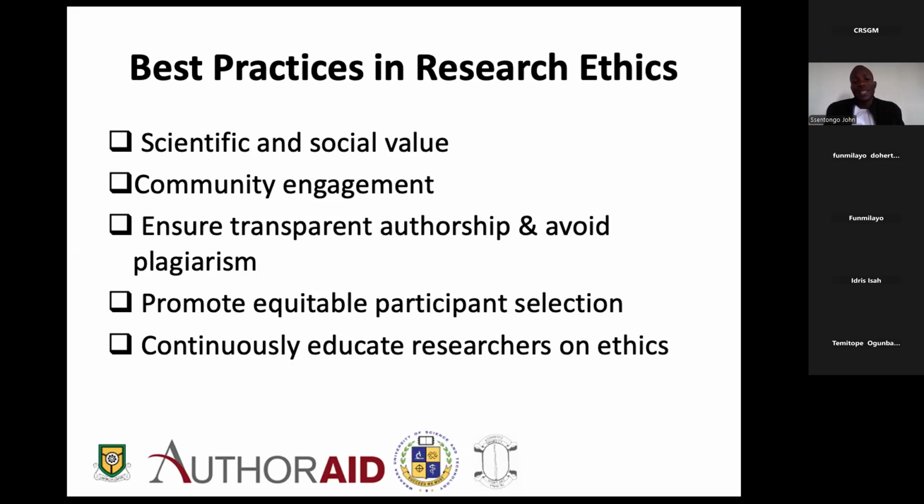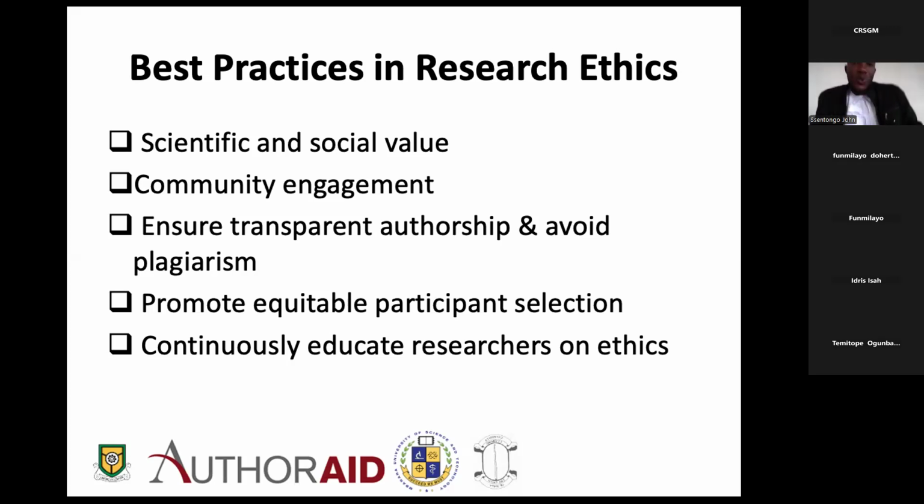So promote equitable participant selection. Remember the three core principles: participant autonomy, and then the third one was justice, which is equitable participant selection. Then continuously educate researchers on ethics. So we have responsible conduct of research.